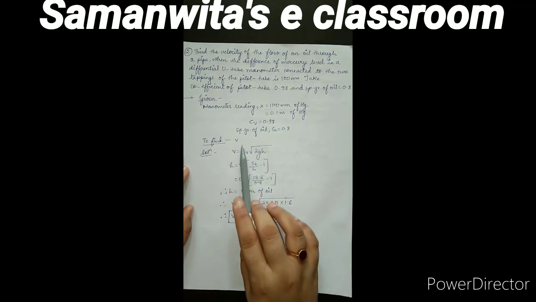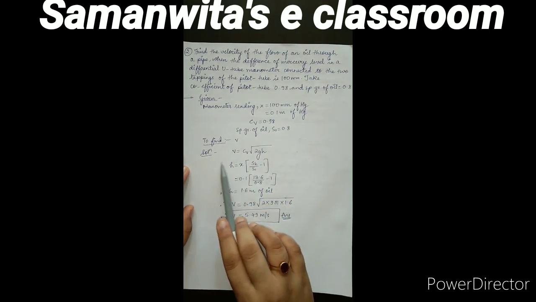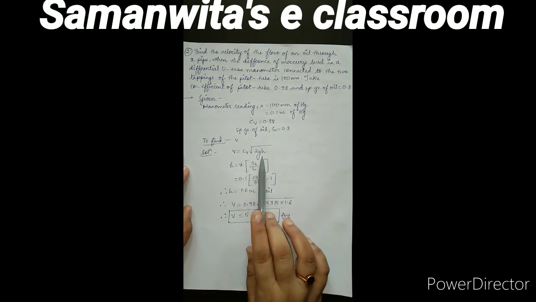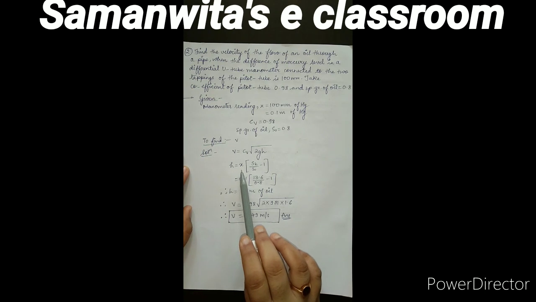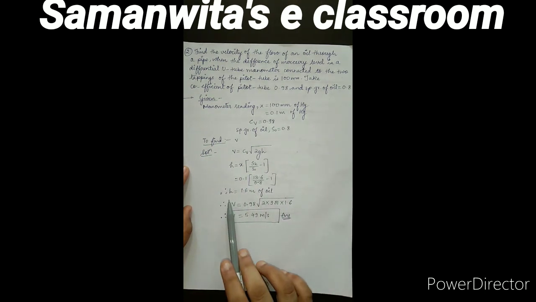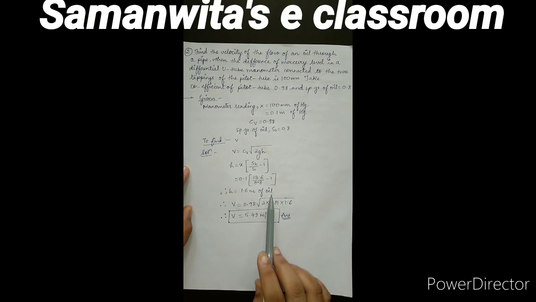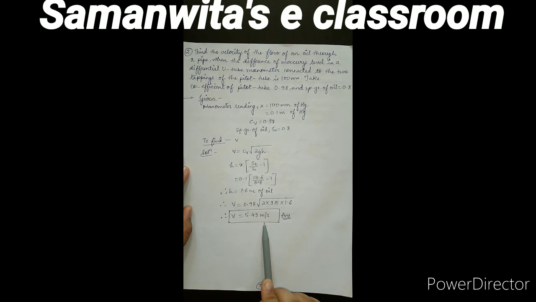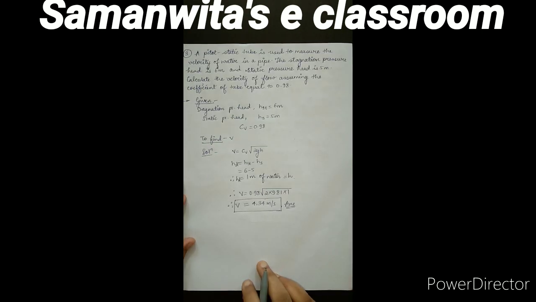We have to find small v. For calculating V, we have the formula CV root of 2gh. For calculating the value of h, we know the formula x into (Sh upon S0 minus 1). I know all the values. I can get the value of h in terms of meter of oil. When I substitute this value of h over here, I'll get simply the value of V. Let's take up another numerical.